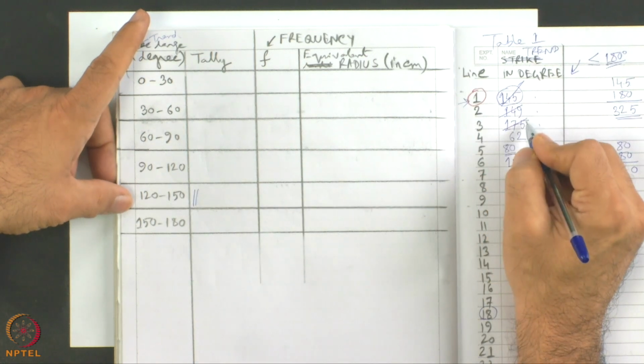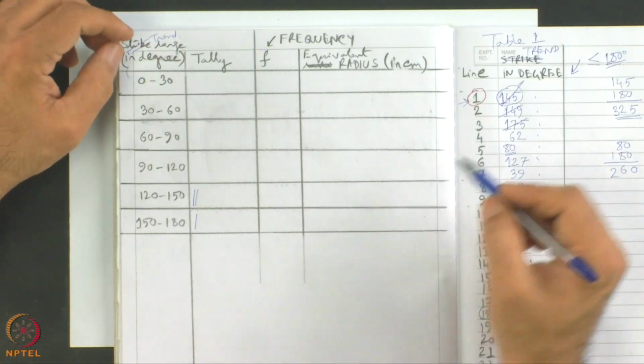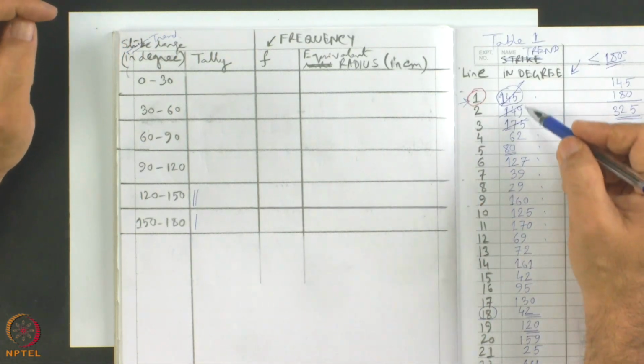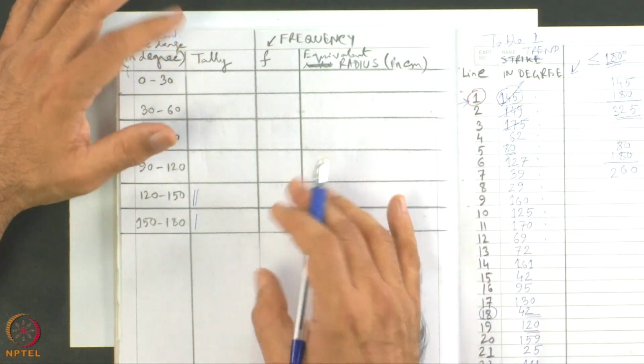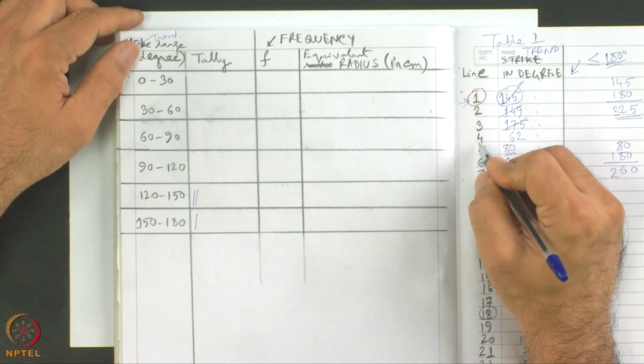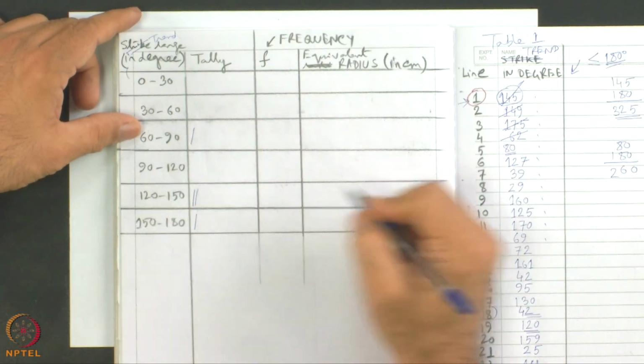175, I have cut this number and I have put a tally over there. Do not try to search from here 0 to 30 how many numbers and then put the tally. That is not the way. Then at the end there is a chance of making mistake. Line 4, 62 degree, so I have given a cut and tally will be here.